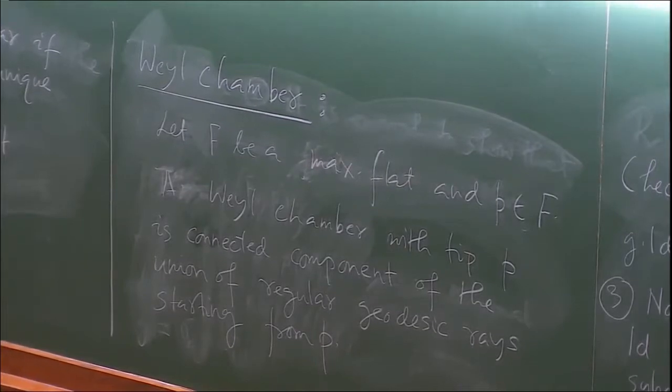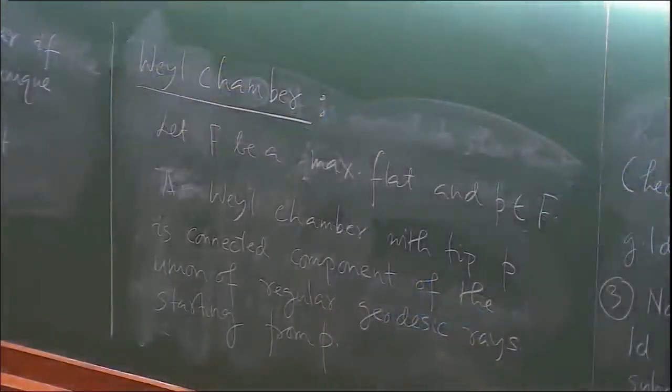You have a flat, and you have a point. Now consider all the regular geodesics. The union of that is an open subset of F. Yes, all the points that are sitting on some regular geodesic. So then it's a Weyl chamber.